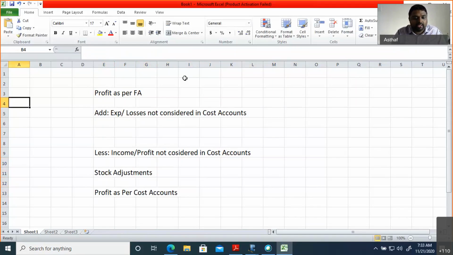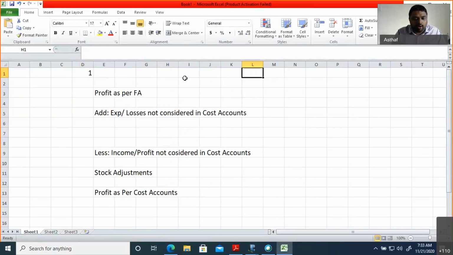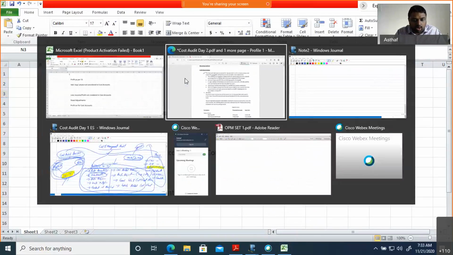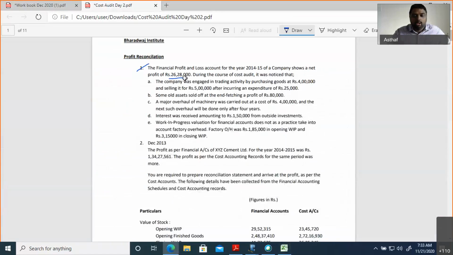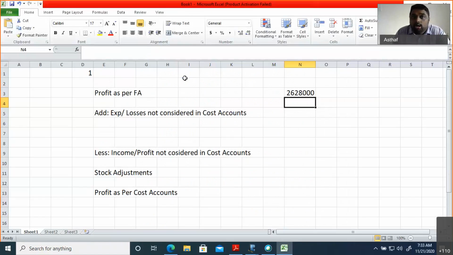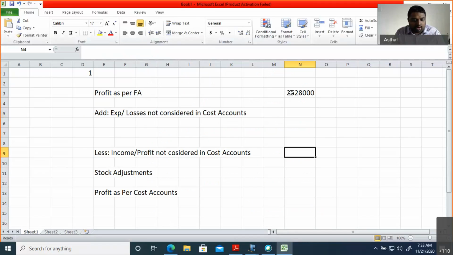So we will start. I will share the Excel sheet also, don't worry. What is the profit as per financial accounts? Profit as per financial accounts is 26 lakh 28,000. Now the company is engaged in trading activity by purchasing goods of 4 lakh, selling it for 5 lakh, incurring an expense of 25,000. This is a clear-cut example of profit from trading activity.